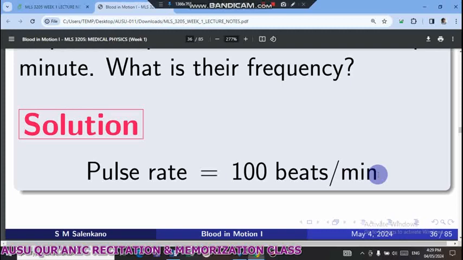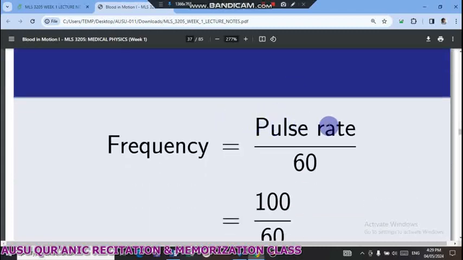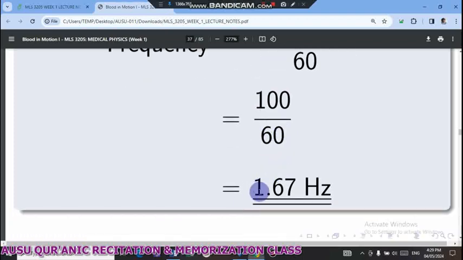Per minute means for every 1 minute. So in 1 minute, how many seconds do you have? 60. So you want to get the number of beats in 1 second. That beat per second is what we call frequency. So frequency is pulse rate divided by 60. The per minute is changed to 60. So we have 100 for the pulse rate divided by 60, and then we get 1.67 hertz.